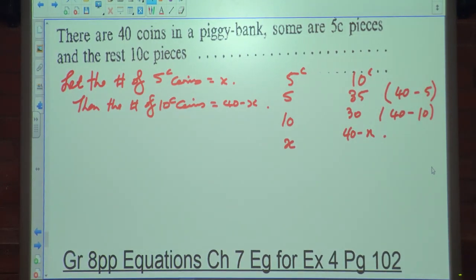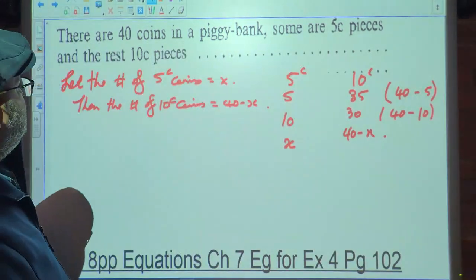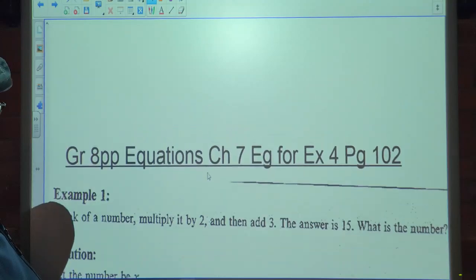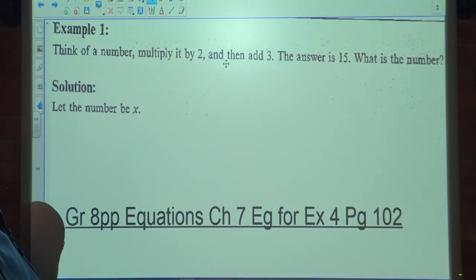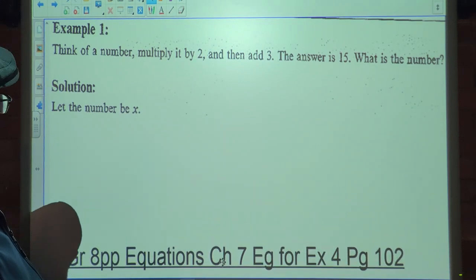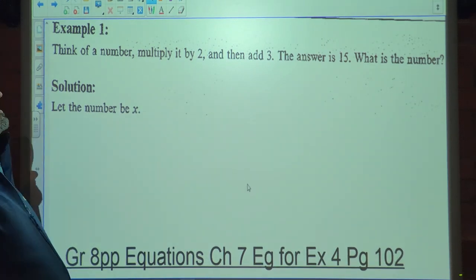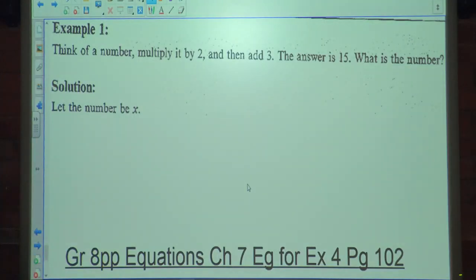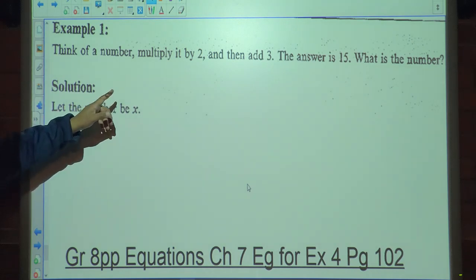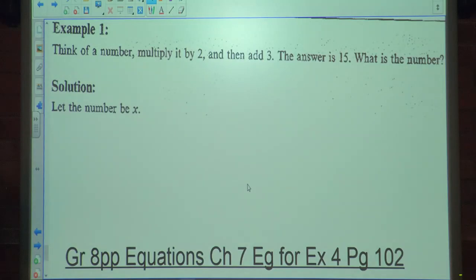Alright, so now let's look at example 1. Example 1 says, think of a number, multiply it by 2 and then add 3. The answer is 15. What is the number? So where do we start? We start by saying, let the number be x. That was the unknown. That's what I want to solve. Not so?